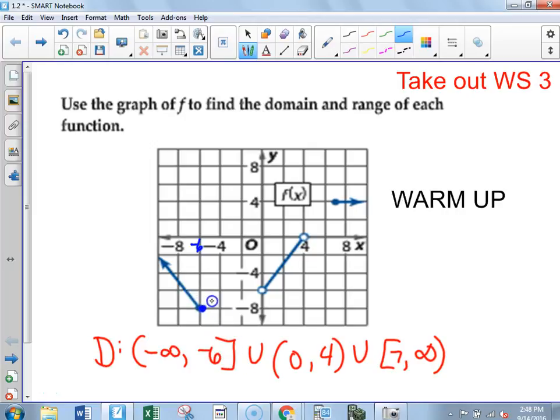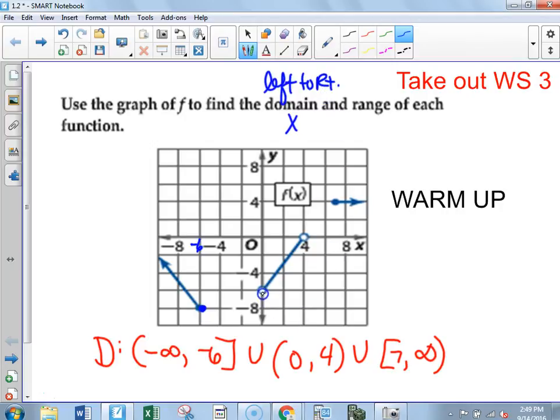And then there was a gap in the graph going across until she got here, and she didn't say -6, she said 0. Why is that? Because it's x value. Domain is x values, and we read it left to right. Everybody okay?